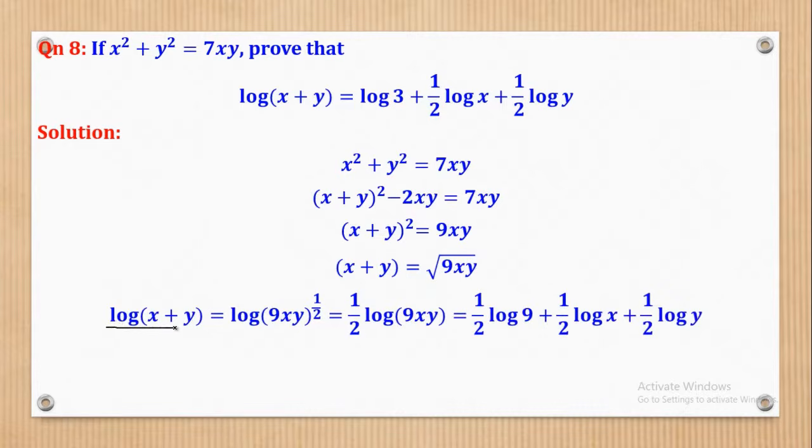Therefore put log on both sides. Log this will be equal to log that, and when I simplify, this one can go this side to become a half log 9xy. Then this one can be expanded to become this plus that plus that.